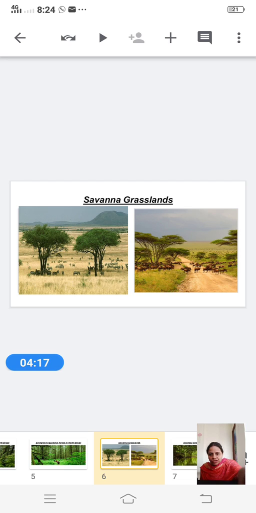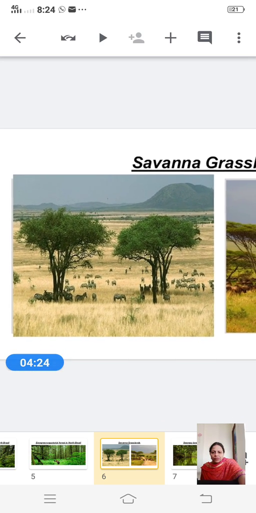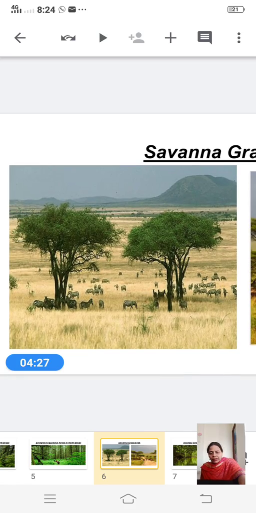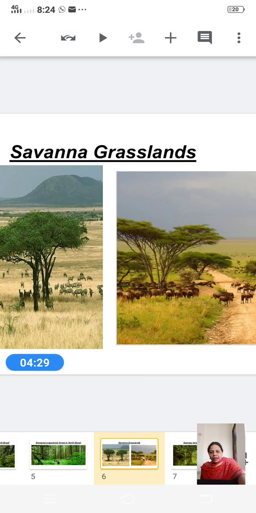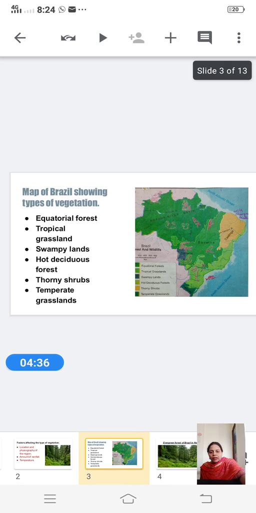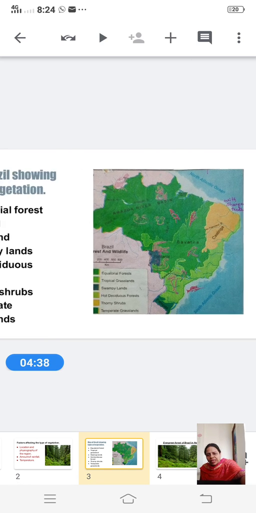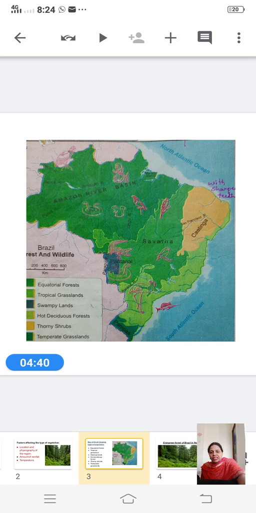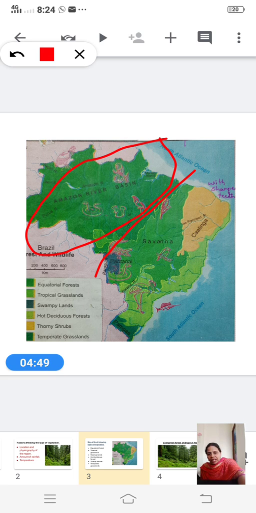Now these are two pictures of savanna grasslands. Students, you can see the rolling grass over acres of land with a number of grazing animals. Yes, so this is savanna grasslands. Now, we learned the two major types of vegetation of Brazil, that is the evergreen rainforest and the savanna grasslands.